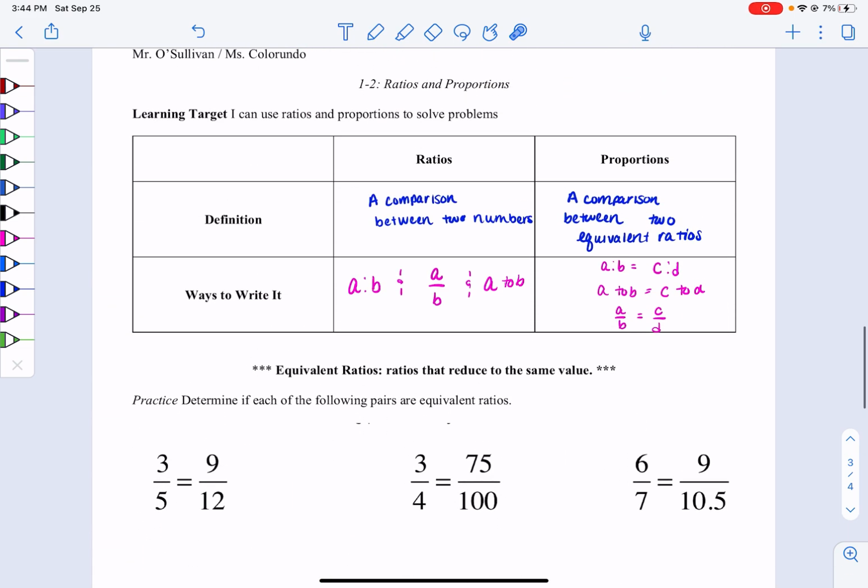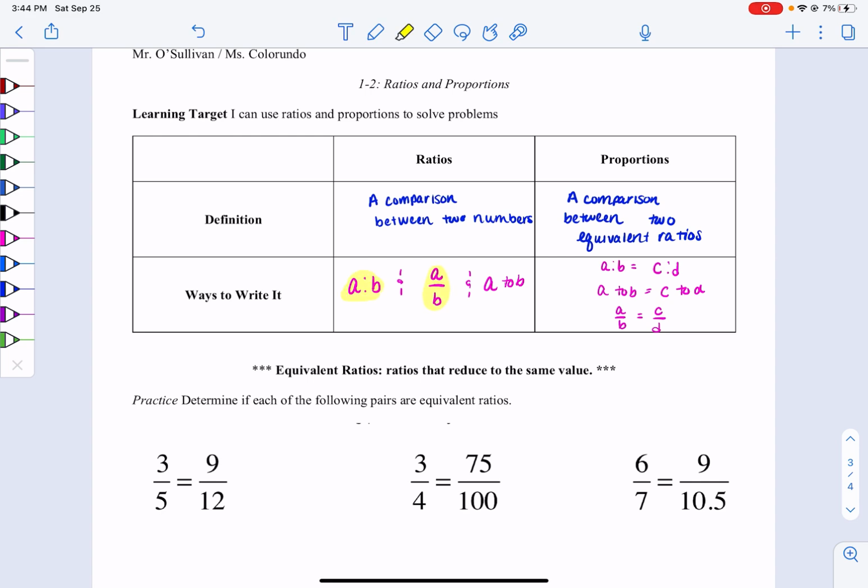What is a ratio? A ratio is simply a comparison between two numbers. For instance, comparing the amount of girls versus boys in a room, or nickels and dimes in your pocket, etc. The ways we write it are A colon B, A over B, and A to B. All of these can be translated to A to B. So whenever you see the colon, we can simply say A to B. The ways that are very common in geometry are this way right here and this way.